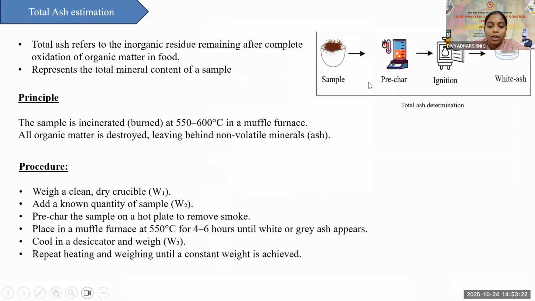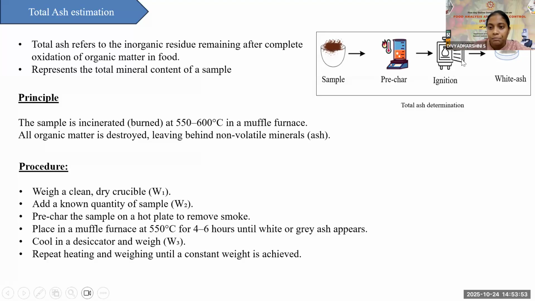We have to pre-char. In some muffle furnaces there is no option for charring, but the muffle furnace which I am showing in the video demonstration already has it attached, so there is no need to pre-char. Usually the muffle furnace has that accessibility, but if it is not there, we have to pre-char. Pre-charring the sample means that all the smoke will go out, so the carbonaceous material will be out. That's what we keep for pre-charring.